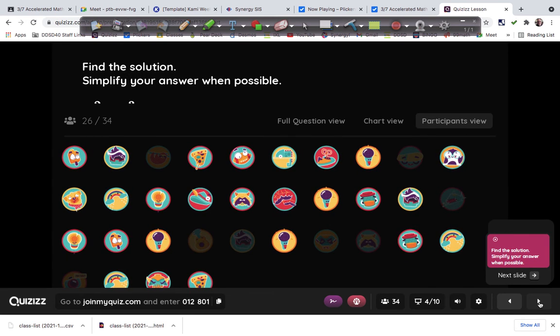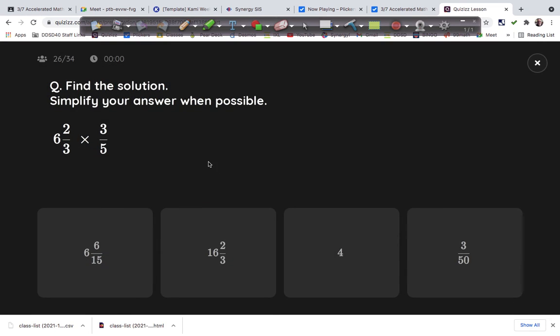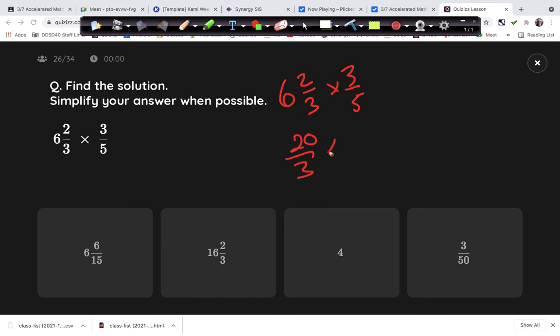I guess that's as far as we got today, but let's just view this one. Oh, okay. We never did talk about this one in class, but we'll talk about it here. 6 2/3 times 3/5. Let's change that 6 2/3 to 20/3 times 3/5. The threes simplify to ones, 3 divided by 3, 3 divided by 3, 5 divided by 5, 20 divided by 5 is 4, so this equals 4.